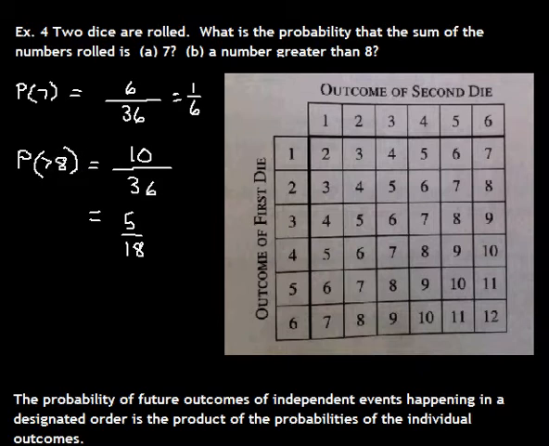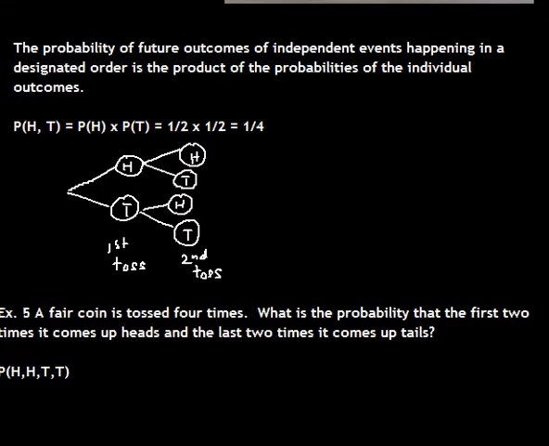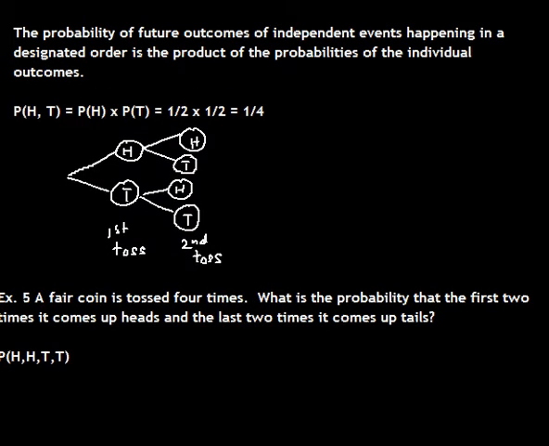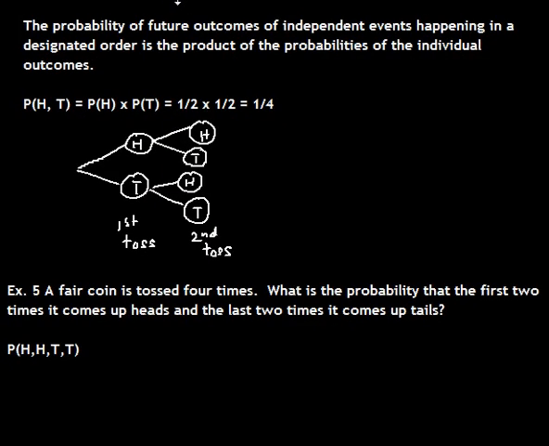Okay, that's it for the first part of our lesson, which is probability. Now we're going to talk about designated order. We're just going to get a little bit more specific here. The probability of future outcomes of independent events happening in a designated order is the product of the probabilities of the individual outcomes. So what that means is, what's the probability of flipping a heads and then flipping a tails? Well, these are independent, remember. It's not like we're pulling a marble out of a bag and not putting it back in. When we flip a coin, the heads and tails are both still there.